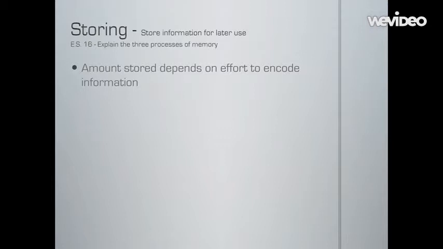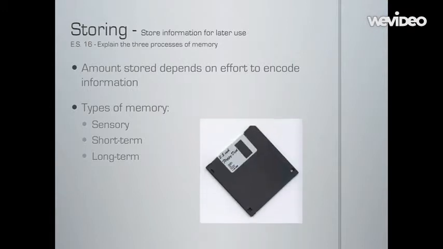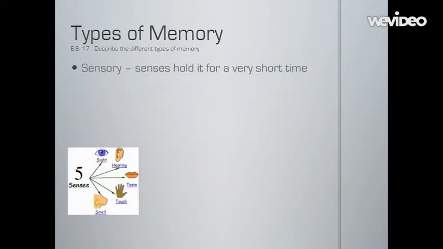There are different types of memory, so different places that you have in your brain that are storing what you see or taste and so forth. So the different types are your sensory memory, your short-term, and your long-term. To begin with, your sensory. Okay, what you're doing with your sensory is your senses are holding information for a very, very short amount of time.